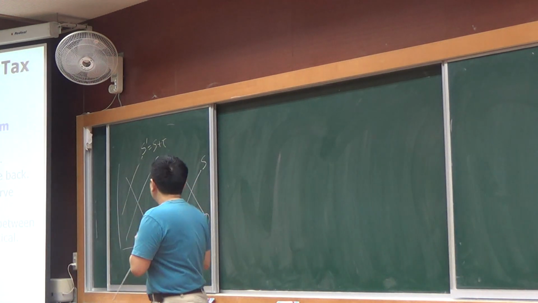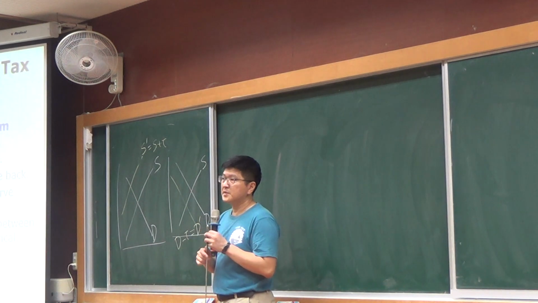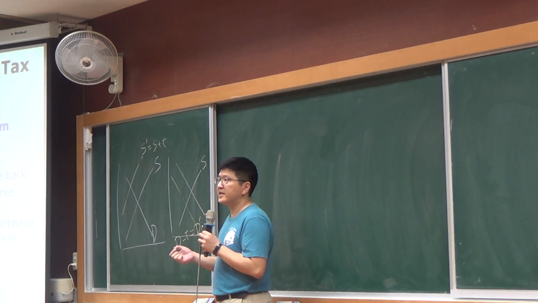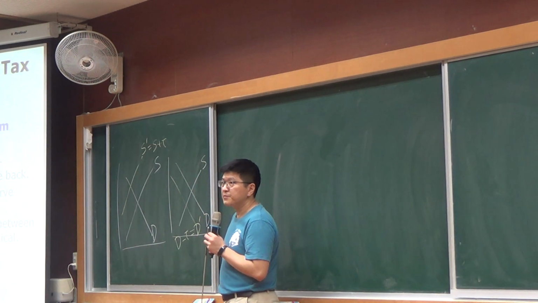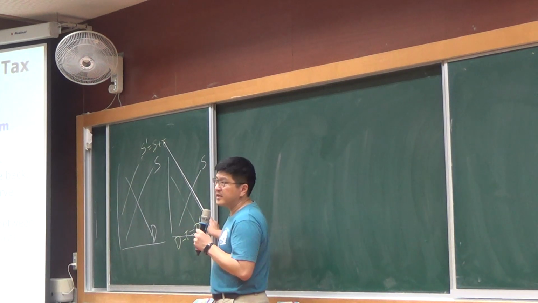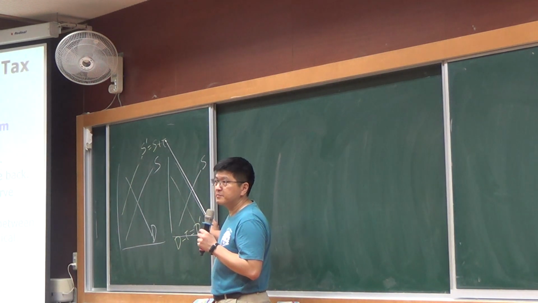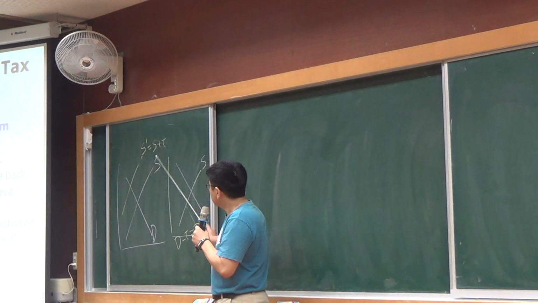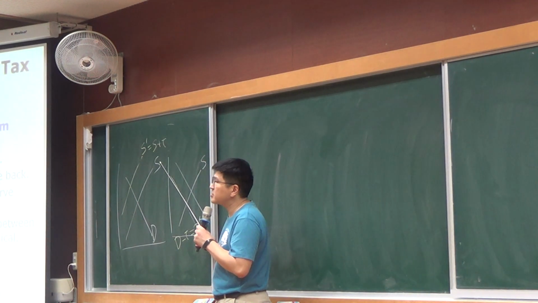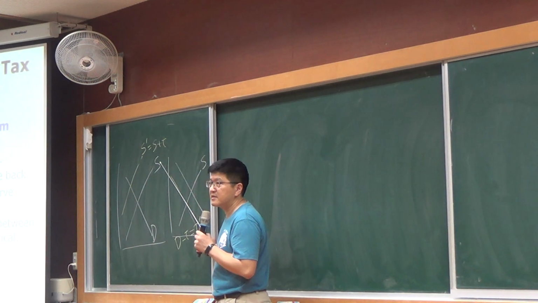Okay? But now, if you are a consumer, you know after you buy something, the government is collecting the tax from you. Then what would you do? This is the willingness you want to pay to the producer. Now you know you have to pay an extra tau. So the level you are willing to pay to the producer would be less by tau.